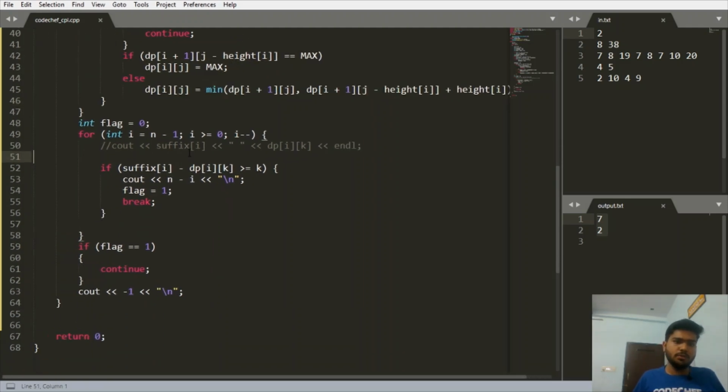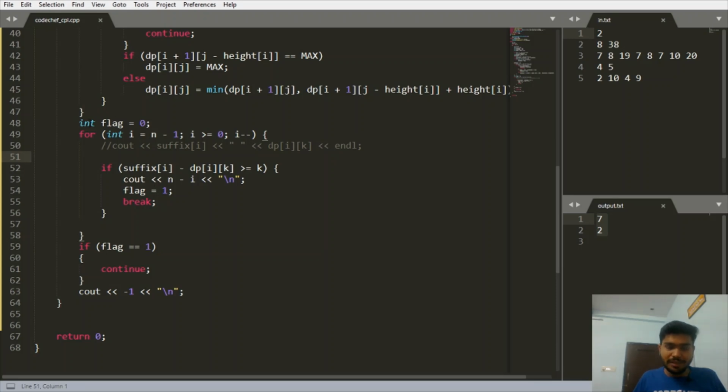Now as we have formed the suffix array, we'll check the important conditions that we have just used. We will subtract dp of i comma k from the ith portion of the suffix, where dp of i comma k represents that we have selected the last i elements and the sum is just greater than or equal to k, right? So if the difference of these two is greater than or equal to k, that means that we can form another tower of height k as well.